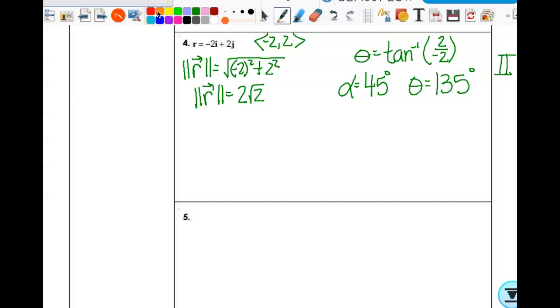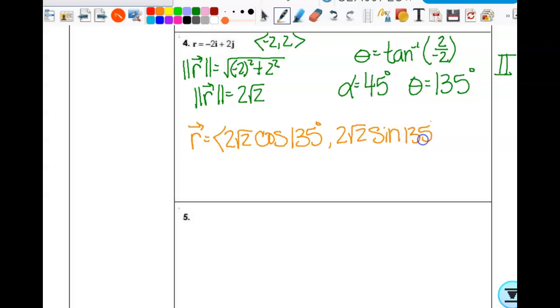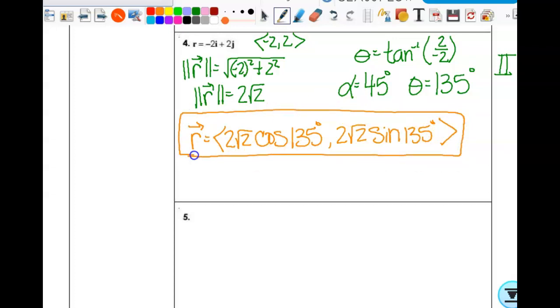Which means that my vector r in trigonometric form is 2 square roots of 2 times the cosine of 135 and 2 square roots of 2 times the sine of 135. And you're done. What questions do you have? We good? Okay, so this last one has disappeared on me, so we're going to have to write it up here.